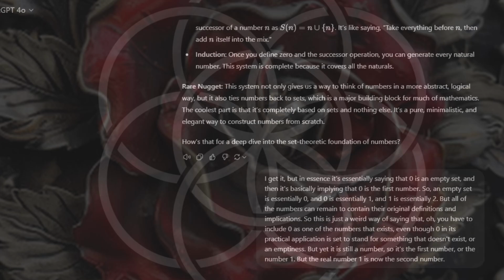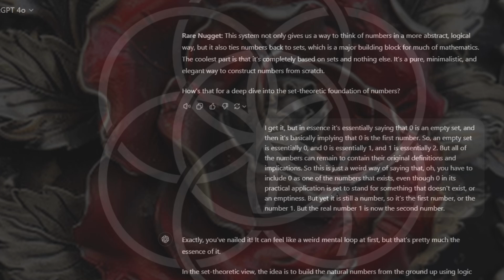I get it, but in essence, it's saying that 0 is an empty set, and then it's implying that 0 is the first number. So an empty set is essentially 0, and 0 is essentially 1, and 1 is essentially 2, but all of the numbers remain to contain their original definitions and implications.